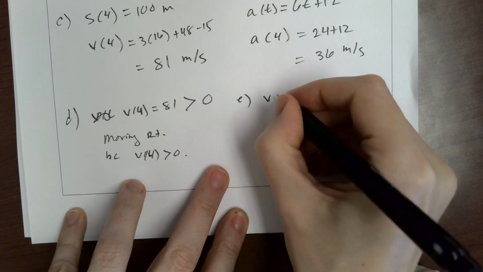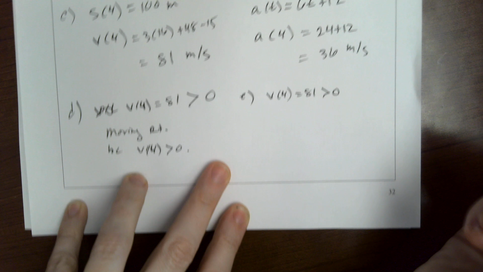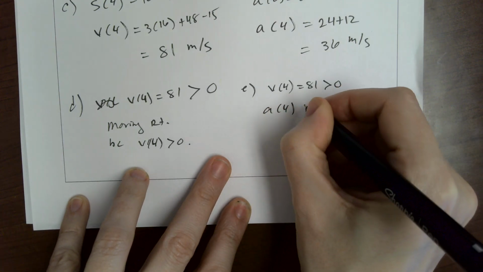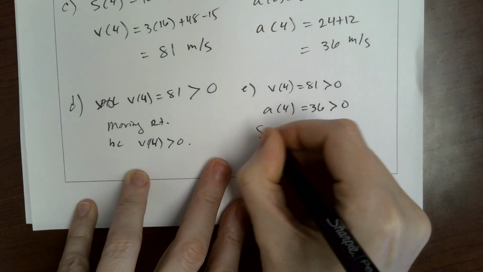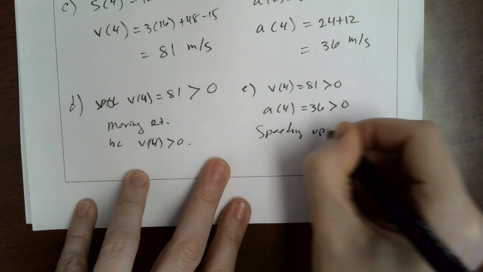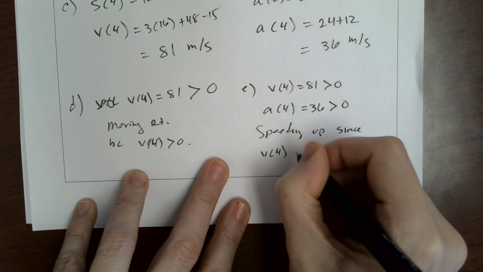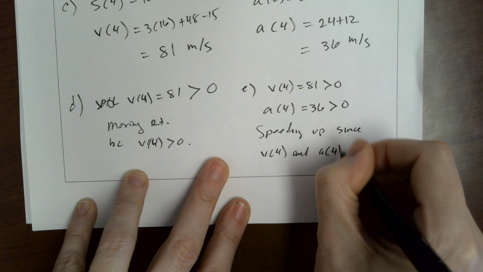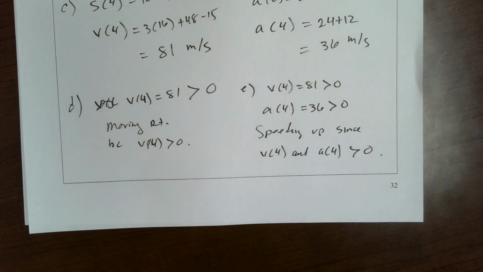So for E, v of 4 is 81, which is greater than 0. Acceleration at 4 is 36, which is also greater than 0. So the answer is speeding up, since v of 4 and a of 4 are both greater than 0. Or you could say because v of 4 and a of 4 are both positive, or because v of 4 and a of 4 have the same sign. That would work as well.